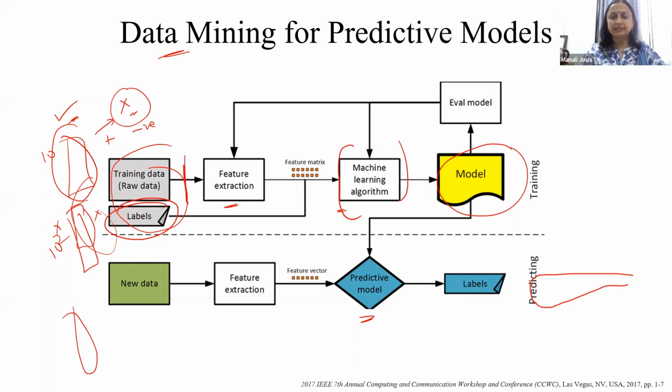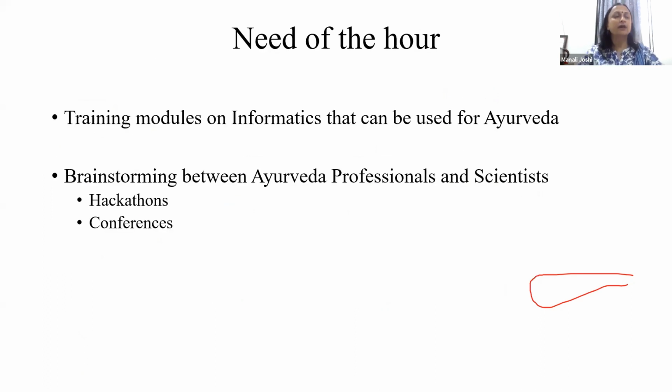Okay, so with this, I think I'll stop here. I think I have given a brief introduction of many, many different things, like an overview. And I think the need of the hour is that we need a lot of training modules on informatics that can be used. Like I said, if we want to know how we can do this better, we need to know the techniques better, right? And to do this, we need a lot of brainstorming and coming together of Ayurveda professionals and scientists.